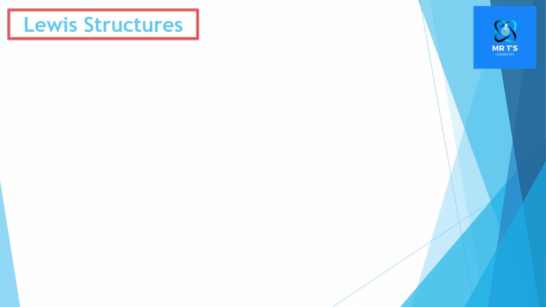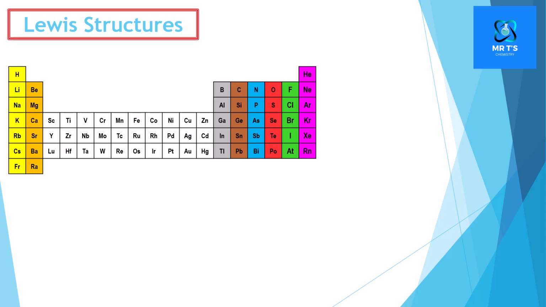Right, okay, Lewis structures. Now, Lewis structures are really important, remember, for identifying the shapes of molecules and also being able to work out whether a molecule is polar or not. Now, how do we go about drawing Lewis structures for a given molecule? Well, the first thing we need is a periodic table.